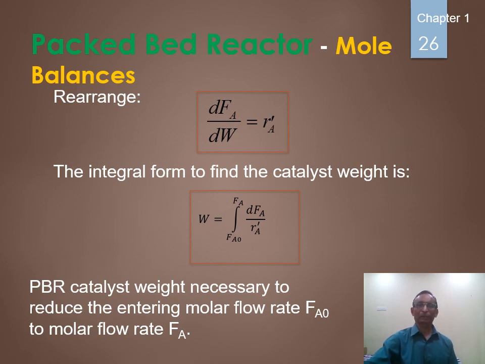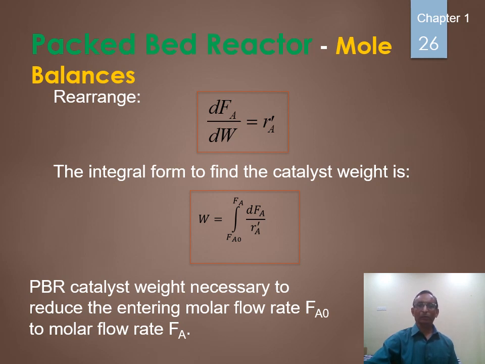Initially, in the first slide, the rates Ra and Ra dash were mentioned. If you integrate, you get the weight of the catalyst. In the plug flow reactor, you get the volume. Here, the weight of the catalyst is very important. In a PBR, the catalyst weight is necessary to reduce the entering molar flow rate Fa0 to the molar flow rate Fa. Other equations are the same.